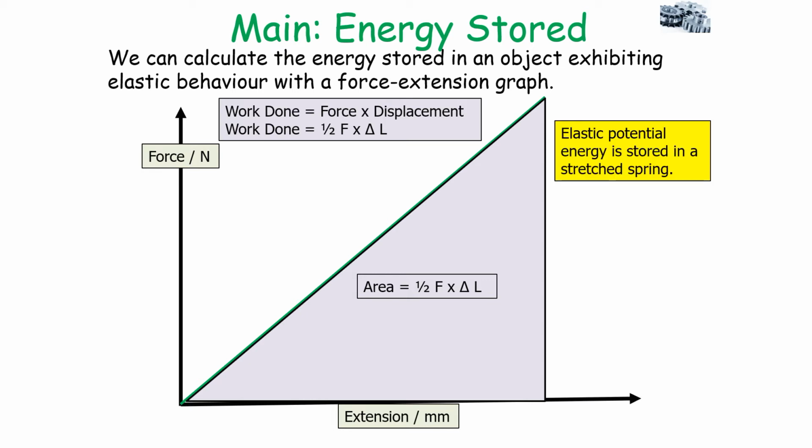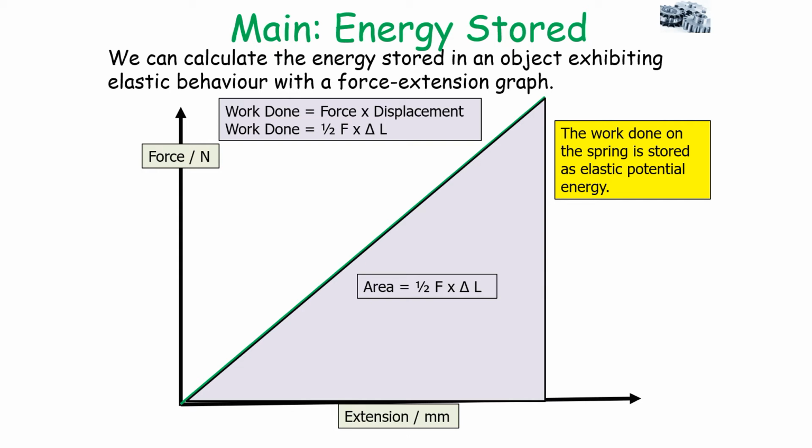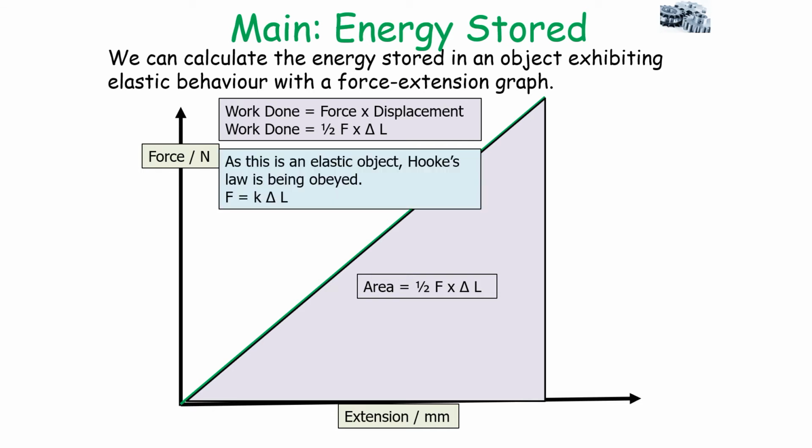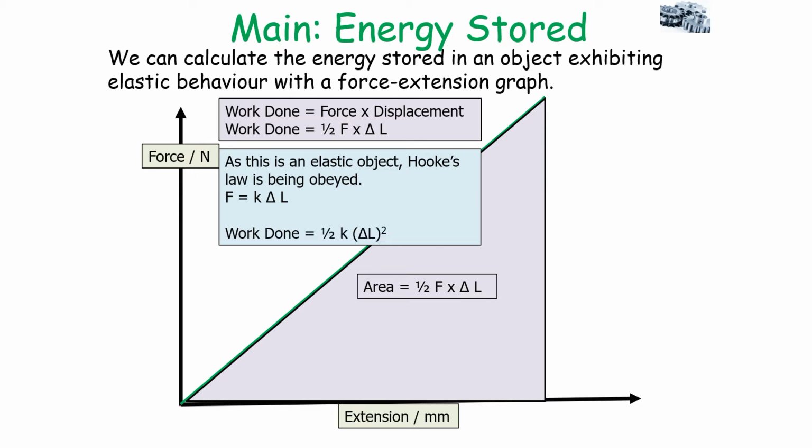Now this elastic potential energy is stored in the stretched spring. Now the elastic potential energy can therefore suddenly be transferred into kinetic energy if our spring is suddenly released. Now remember, the work done on the spring is always stored as an elastic potential energy store because it's acting as an elastic object. So as this is an elastic object, Hooke's law is being obeyed, so that F is equal to K times delta L, and we can substitute this into the work done equation to work out another equation for work done, and say work done is equal to a half times K times delta L squared.